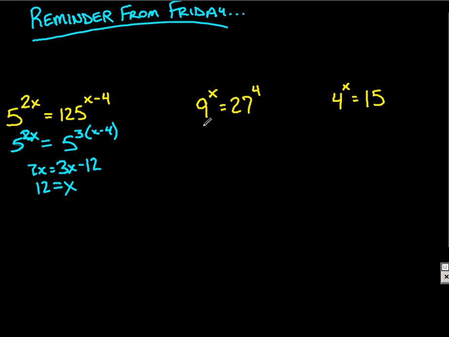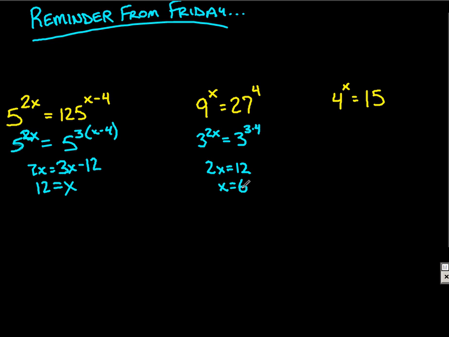Same with this one here. I can write both of these as powers of 3. So 3 to the 2x, and then this one would be 3 cubed, and then 3 times 4, which gives you 12. So 2x, in this case, equals 12, which means x equals 6.